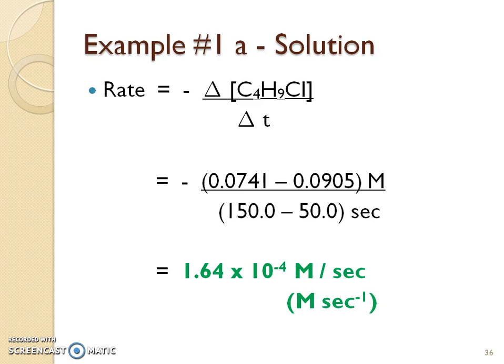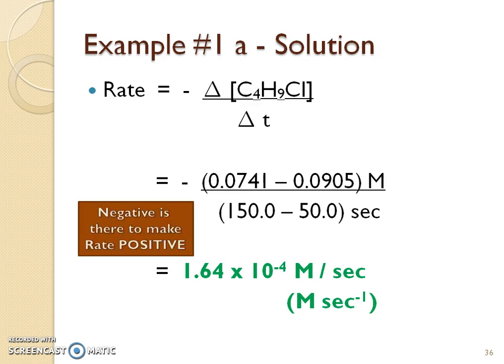And in this case, it's molarity per second. And I did this second -1 because you're going to see that a lot when we get to the next section when we deal with our K constant. So negative again is to make rate positive.